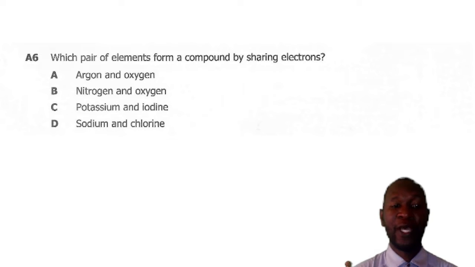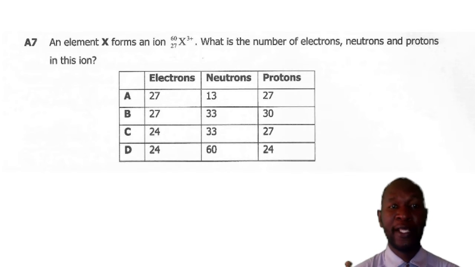A6, which pair of elements form a compound by sharing electrons? The correct answer here is B, nitrogen and oxygen, which are both nonmetals. A7, an element forms an ion which is positively charged, with 3 positive charges. What is the number of electrons, neutrons, and protons in this ion? The correct answer here is C. The electrons are going to be 24, neutrons will be 33, and protons will be 27.